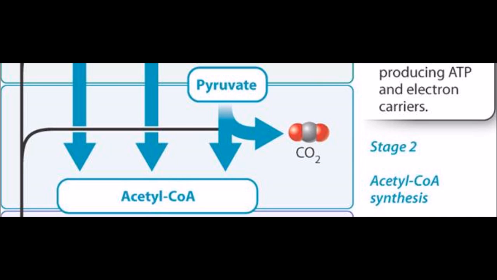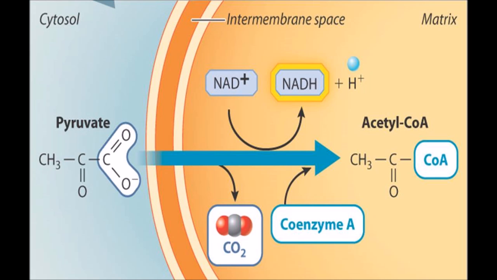Stage 2 of cellular respiration is the formation of acetyl-CoA. Acetyl-CoA is the first substrate in the citric acid cycle. This is part of the cellular respiration, also occurs in the cytoplasm. Formation of acetyl-CoA occurs inside the mitochondrial matrix, which is a space inside of the interior membrane.